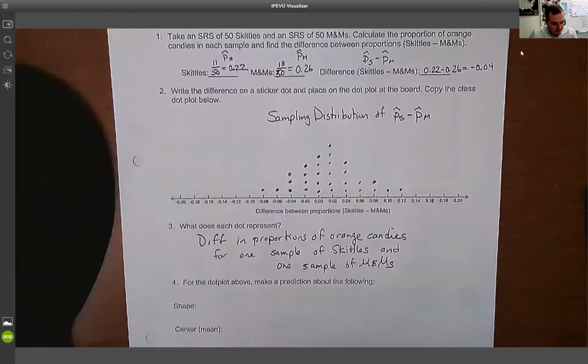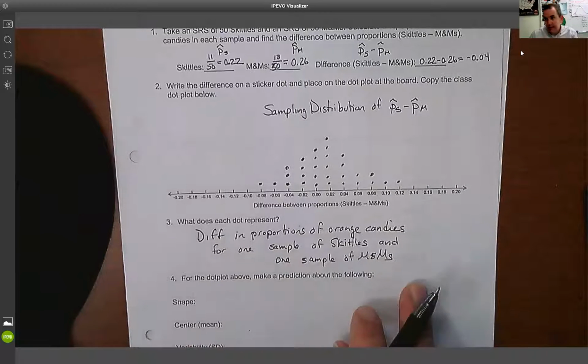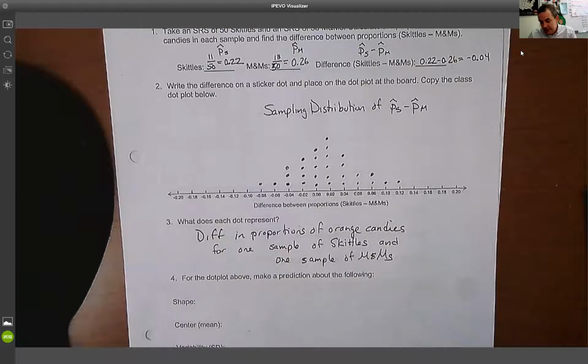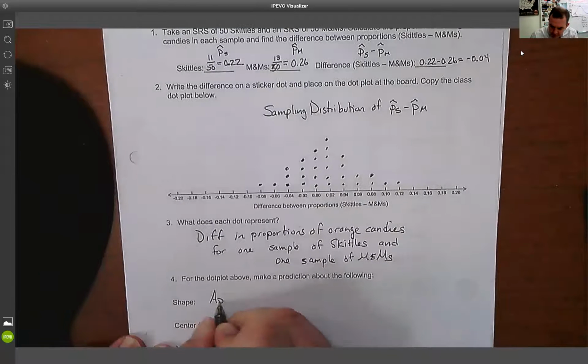Okay, so now if we look at this dot plot, if we're making predictions about it, what we did last time is roughly symmetric. But remember, when we did this, we actually said we thought this could be approximately normal.